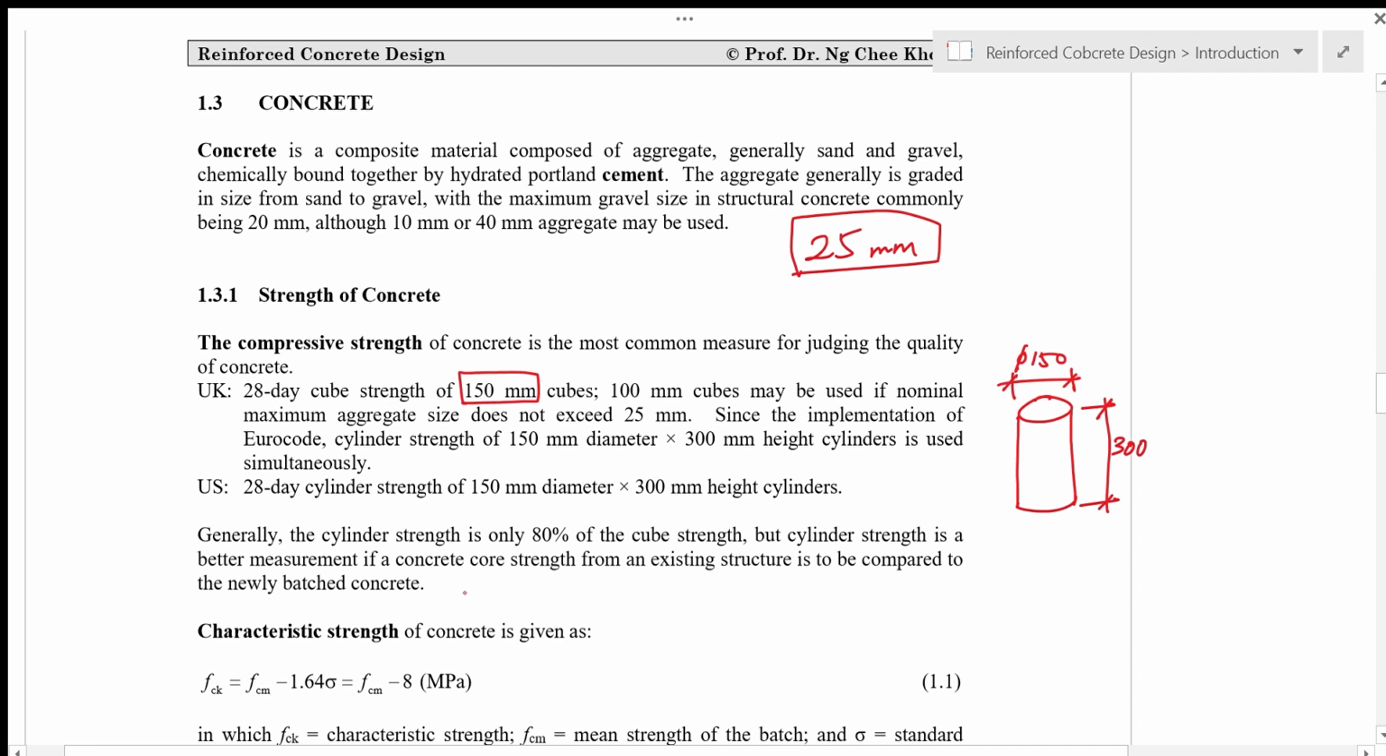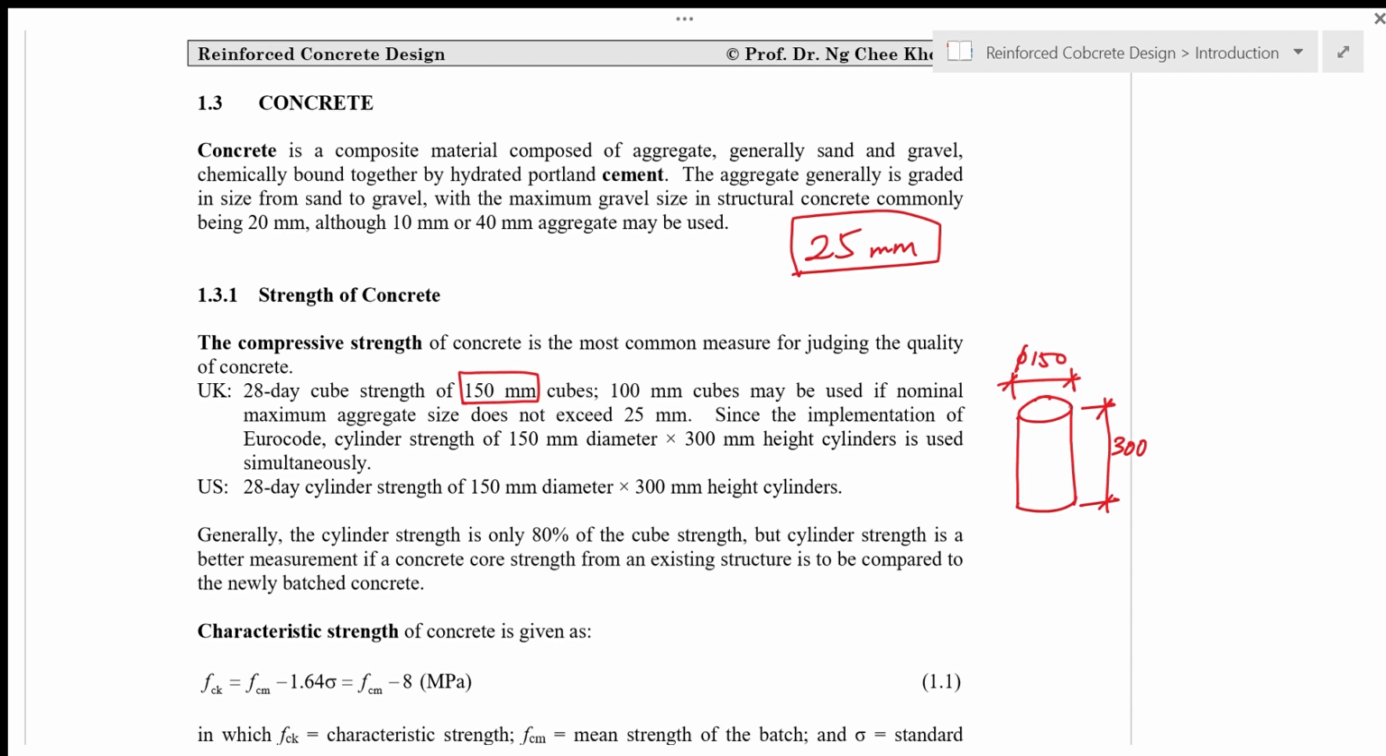In fact, when we do building assessment and we do coring, the shape of the core that we have taken out from the structure is also a cylinder shape. Therefore we'll be comparing apple to apple in that case, if we use cylinder strength. If we use cube strength, then we are comparing cubes to the cylinder core from the structure.